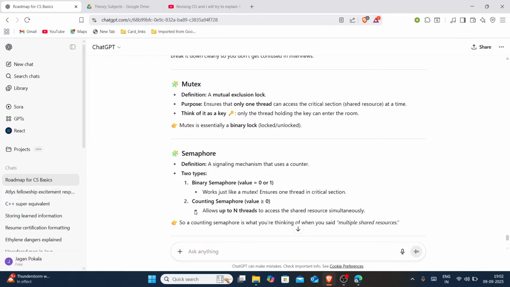Only one thread can access the critical section. A mutex ensures that only one thread can access the critical section, whereas a semaphore ensures that up to n threads can access the shared resource simultaneously.